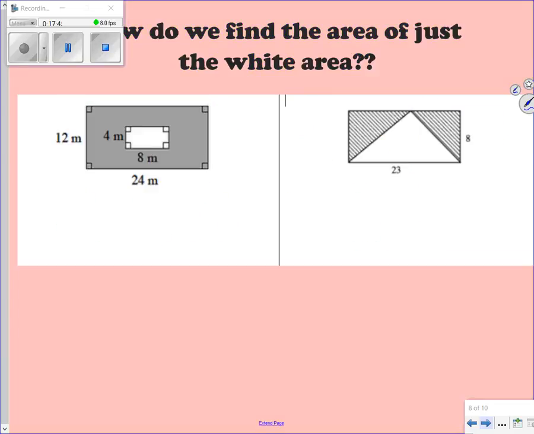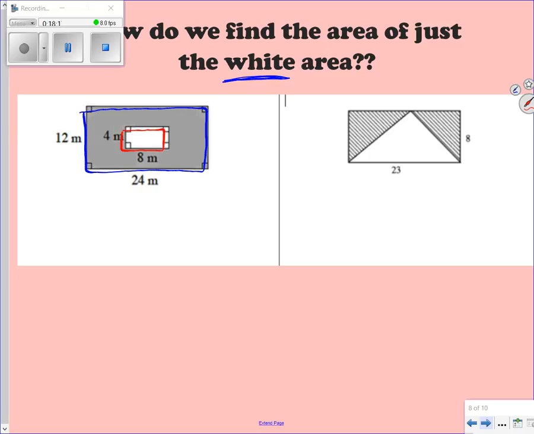All right, our last tricky part. Sometimes when you have composite shapes, you have areas of those composite shapes that you don't want. So for these two shapes, all we want to find the area is the white part. We don't want the shaded area. So for this rectangle, I don't want anything other than the white box inside this shape.